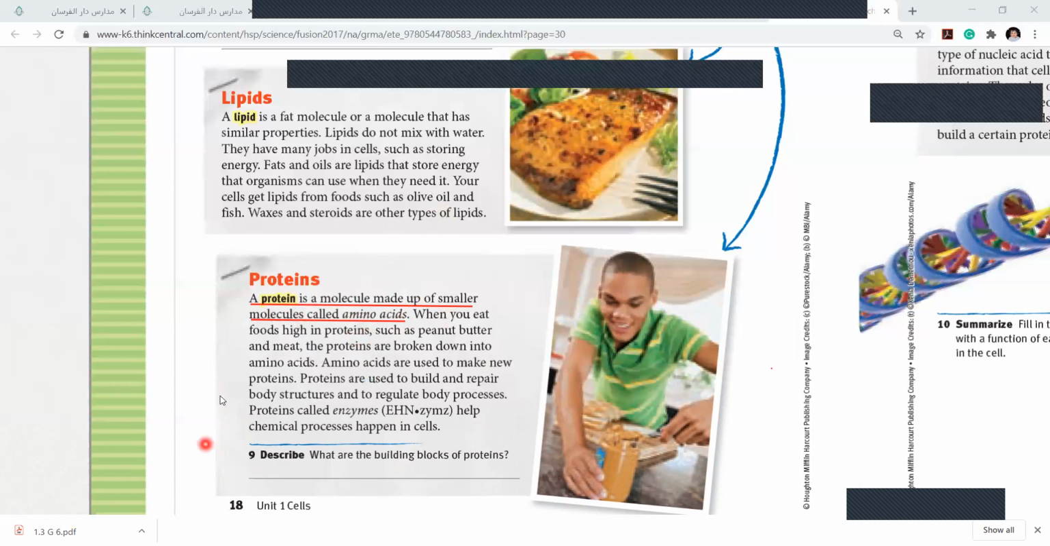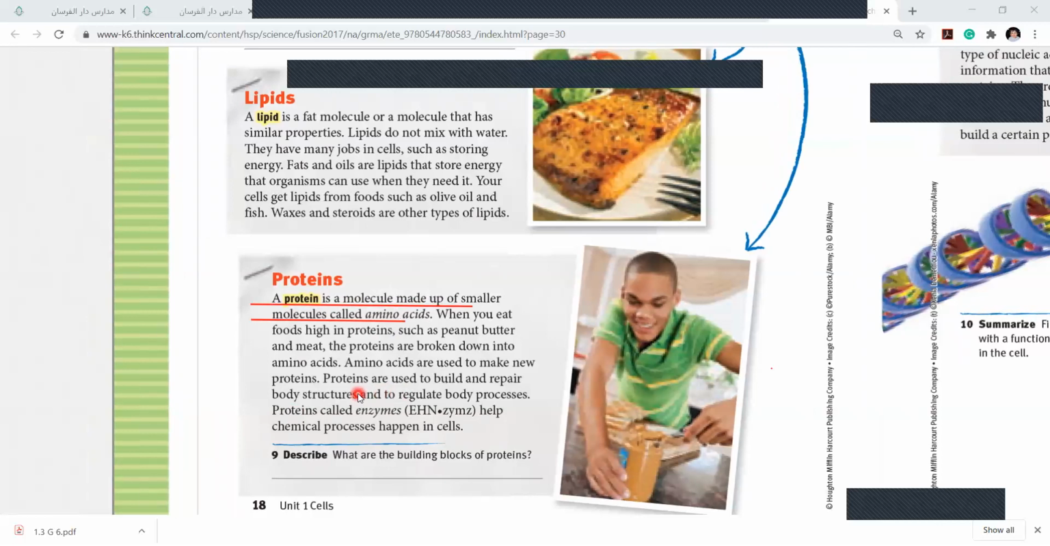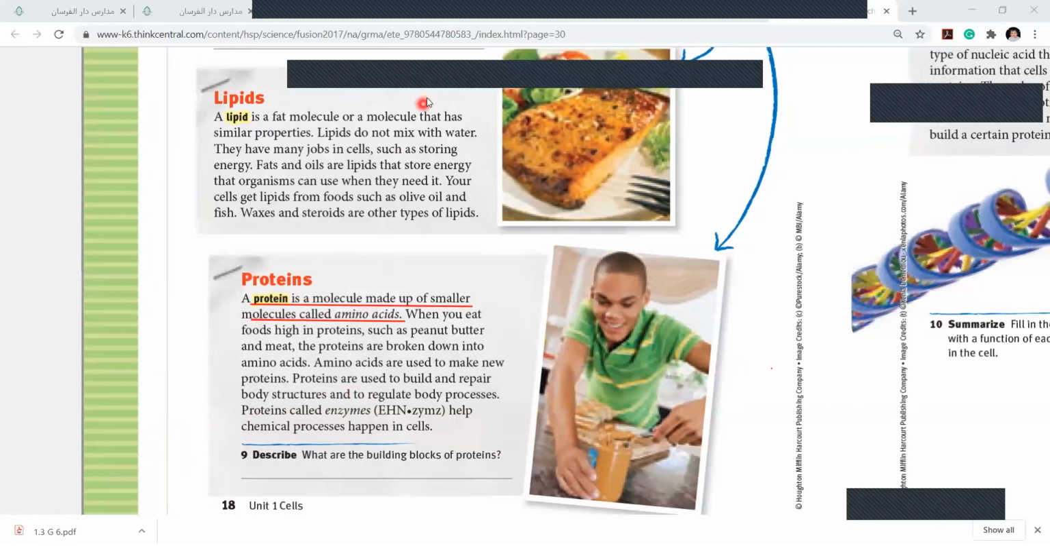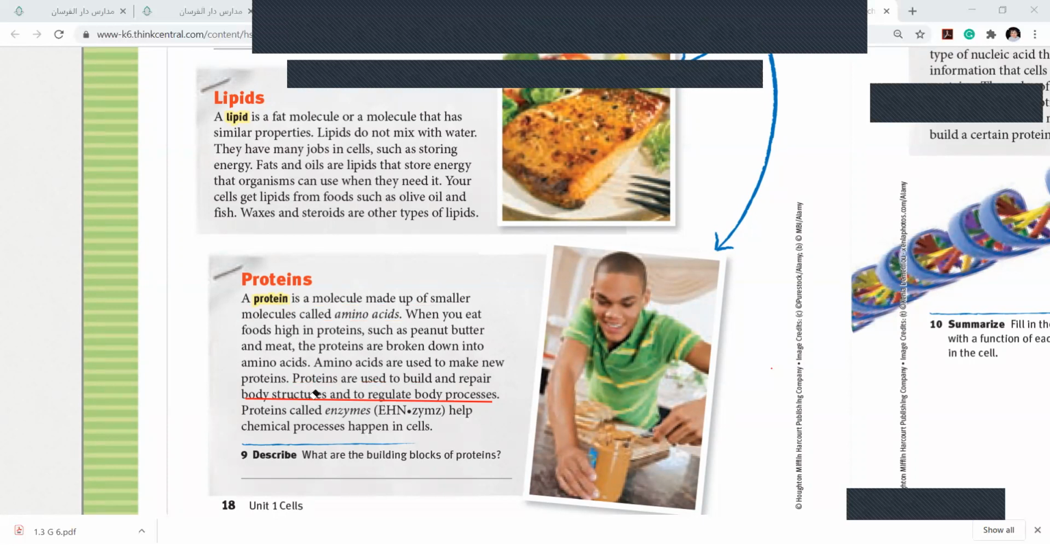For example, if I eat fish, meat and peanut butter, it goes into my body and is broken down into amino acids. Now these amino acids make new proteins. And what is the important function of proteins? They are used to build and repair. This is very important. Again, we highlighted: proteins are used to build and repair body structures and to regulate body processes. This is enough if you highlight it. Now we go to the next page.